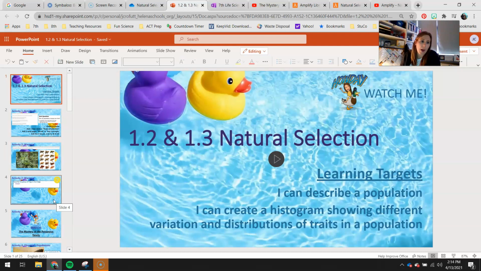So really we're going to focus on a population and the fact that not every individual in that population is the same, even though they're the same species.